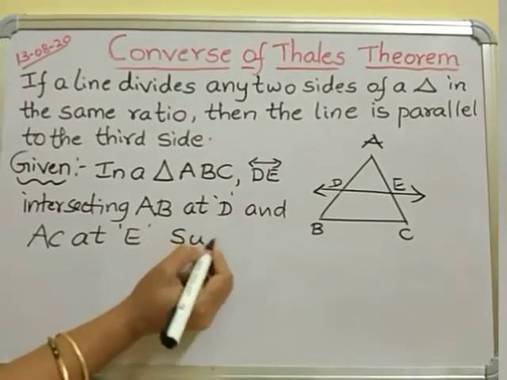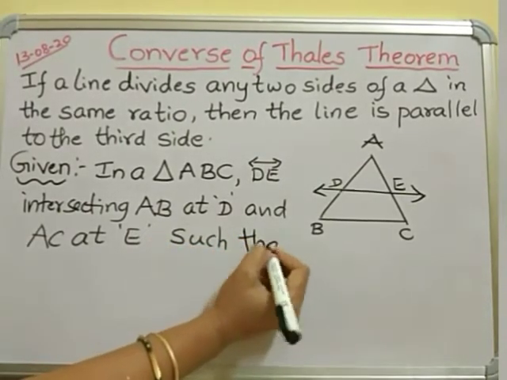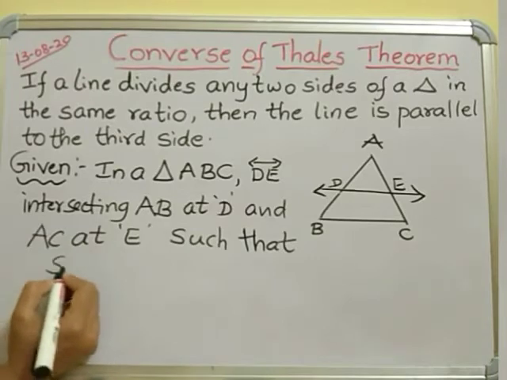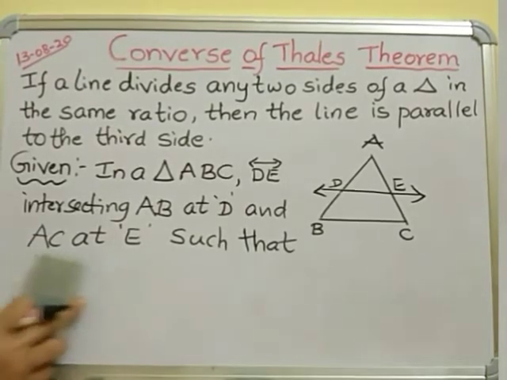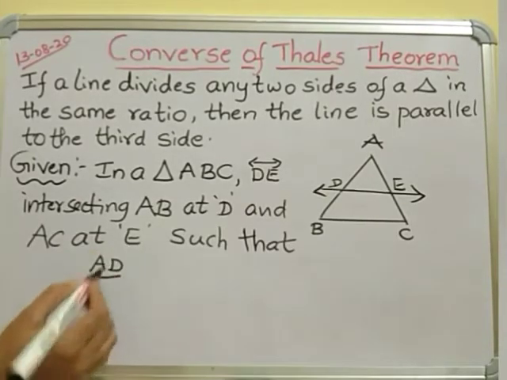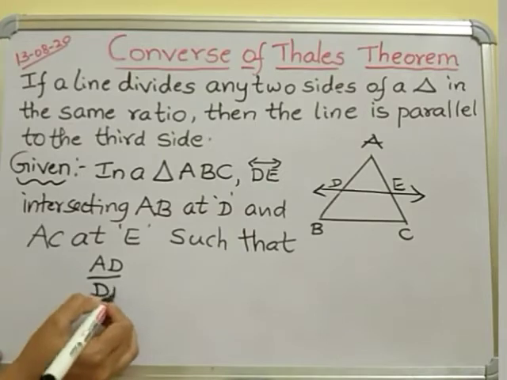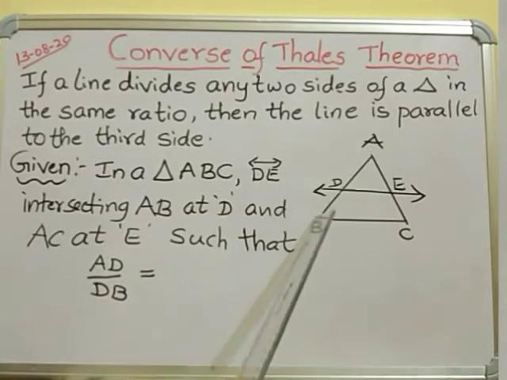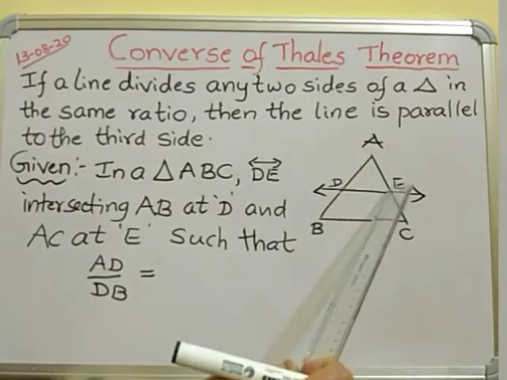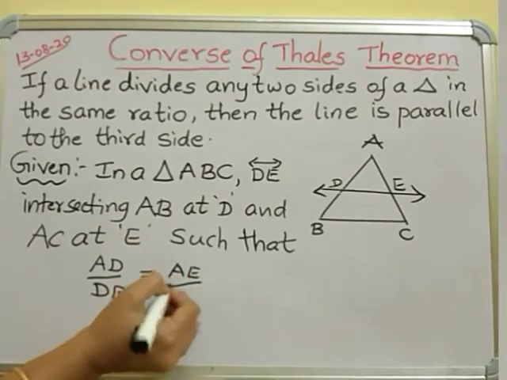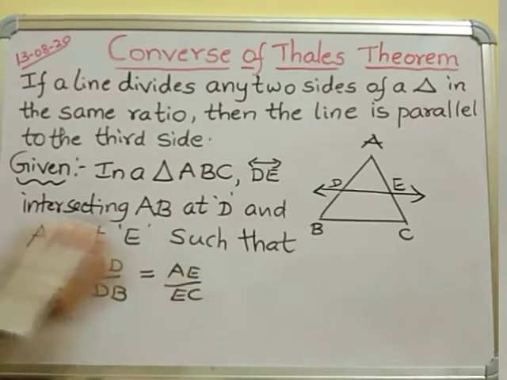Such that, what is given here? In the same ratio. So I told you ratio can be written as a fraction, such that AD by DB is equal to AE by EC.